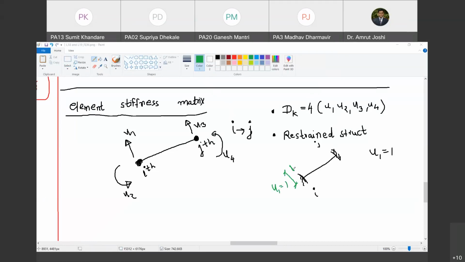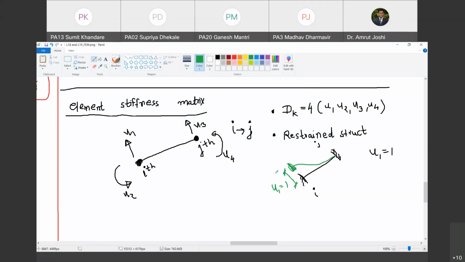Okay. So u1 is equal to 1. Are you with me? Yes, sir. So if u1 is equal to 1, how does the deformed shape look? Will it look something like this? Do you agree with me? Yes, sir. This is the fixed one.